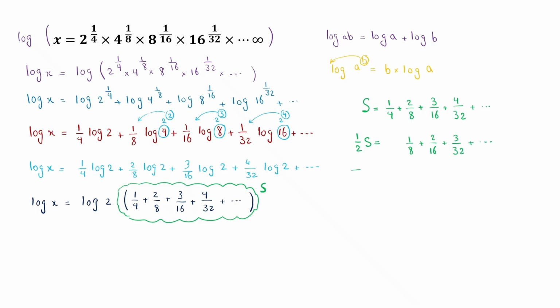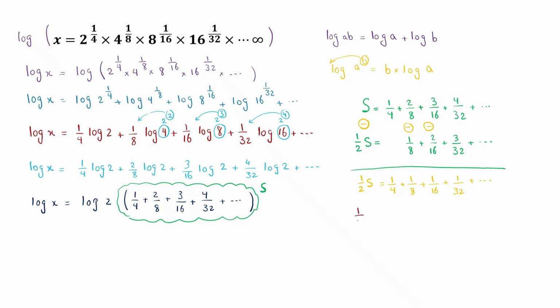Now I would like to subtract the bottom from the top. So, S minus 1 over 2 S is just 1 over 2 S. 1 over 4 minus 0 is equal to 1 over 4. 2 over 8 minus 1 over 8 is plus 1 over 8. 3 over 16 minus 2 over 16 is just 1 over 16. And you will see the pattern, 1 over 32, and so on.